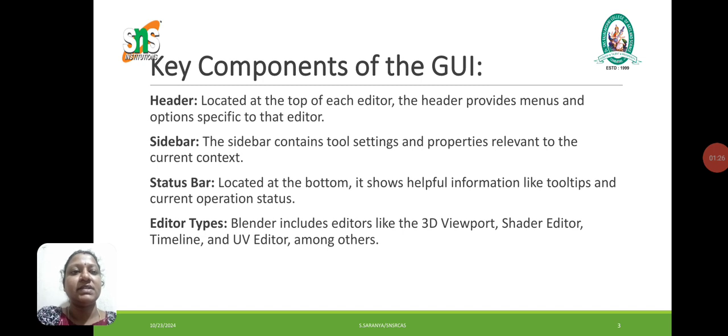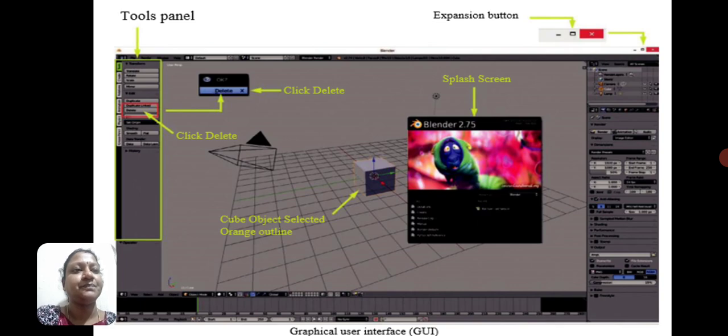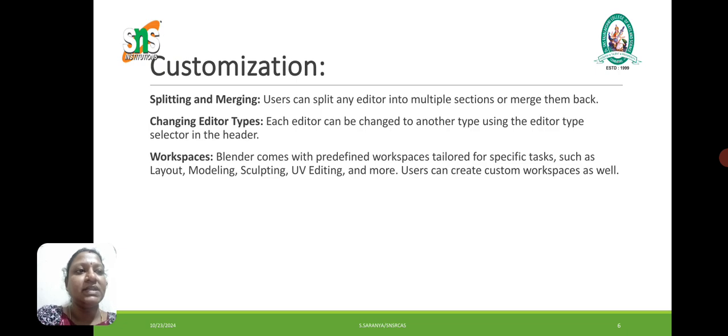The next is the editor types. Blender includes editors like the 3D viewport, shader editor, timeline, and UV editor, among others. This is a full screen of the Blender screen. In this you can see the header bar, sidebar, status bar, and on the side we can see the tools and properties windows. This option is used to select the cube, selected with an orange outline. We can click options like delete, splash screen, expansion button, tools panel, etc. This is the GUI of Blender.